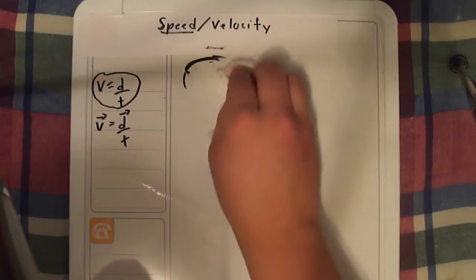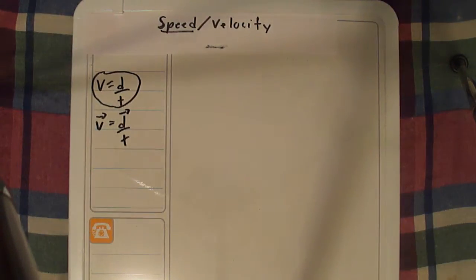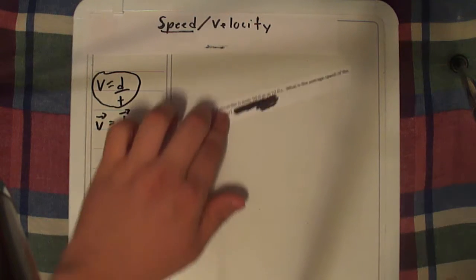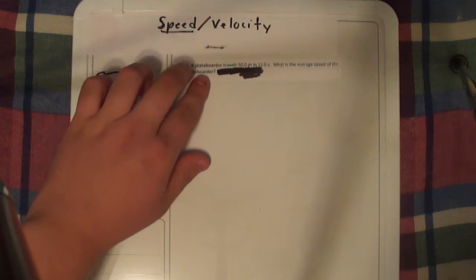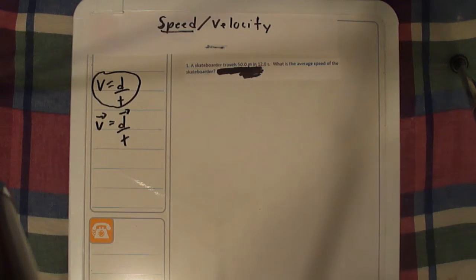Anyways, I will be doing more of these videos. I am actually just going to do some quick questions. These are all questions I got from grade 10. So a skateboarder travels 50 meters in 12 seconds. What is the average speed of the skateboarder?